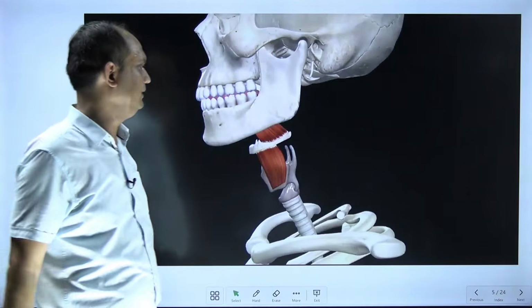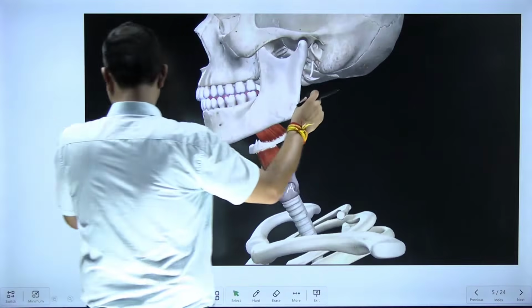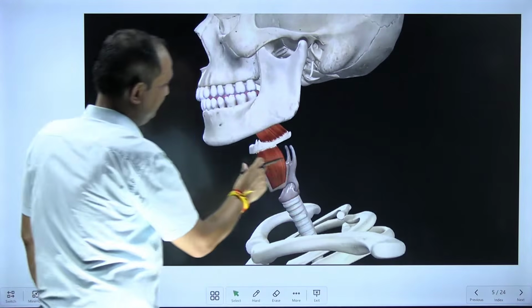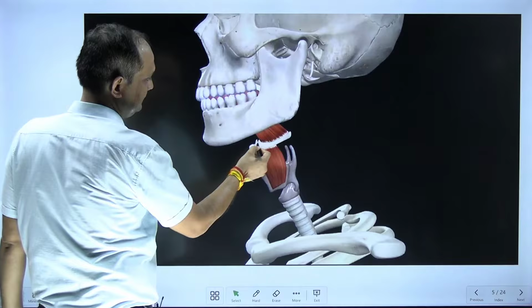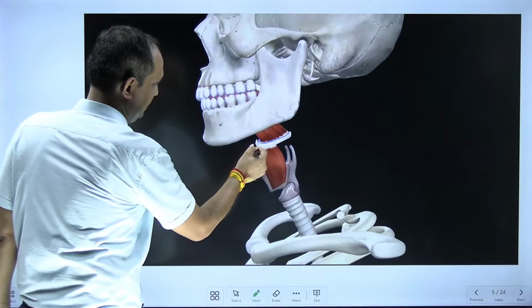Now in this part, you can first appreciate that we have removed the vertebral column and the other parts. Now you can first appreciate that this is the hyoid bone. First you are able to see that this is your hyoid bone.